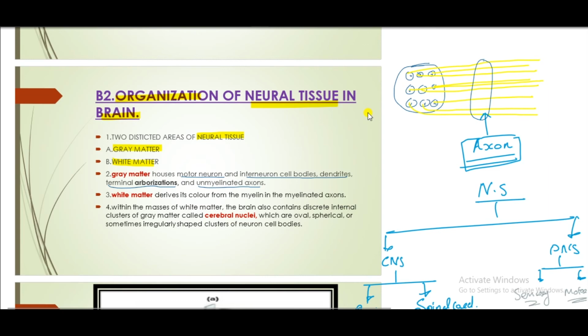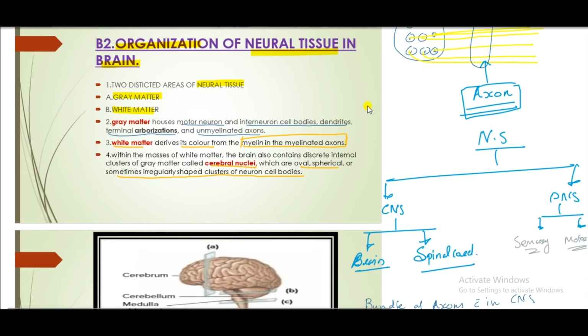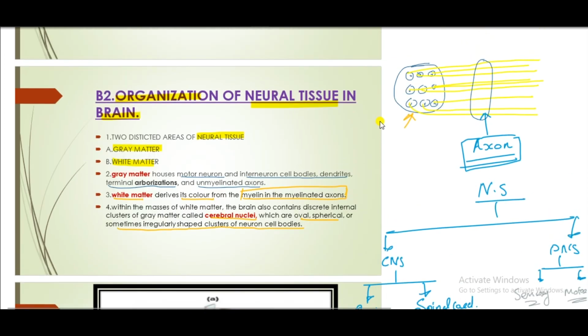When we come back to our topic, white matter derives its color from myelin in the myelinated axons. Within the masses of white matter, the brain also contains discrete internal clusters of gray matter called cerebral nuclei, which are oval, spherical, or sometimes irregularly shaped clusters of neuron cell bodies. The collection of the neuron cell bodies is known as nuclei.